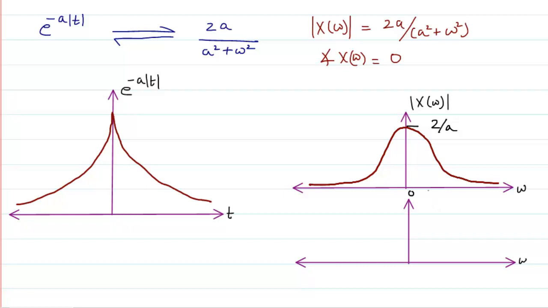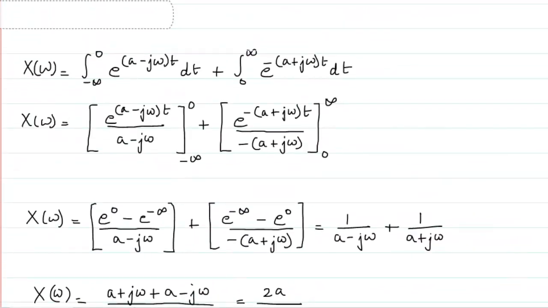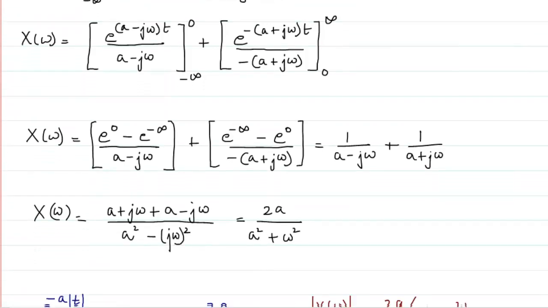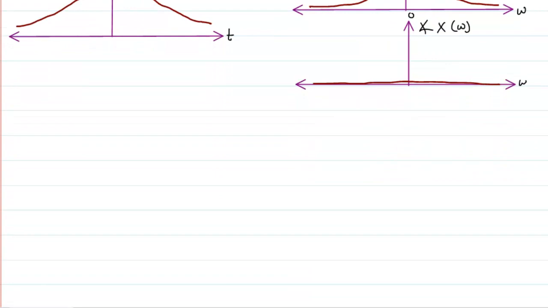Okay, now if you look at the phase angle, the phase angle is basically 0. So I will draw a 0 line like this. So the value of the angle of X of omega is going to be equal to 0. So this was for the double-sided real exponential function. Okay, so on both sides it is decaying.